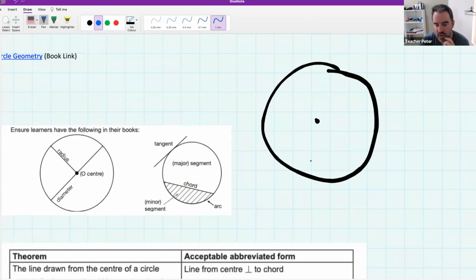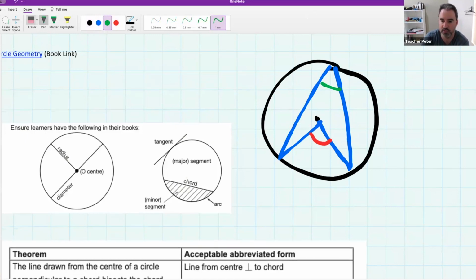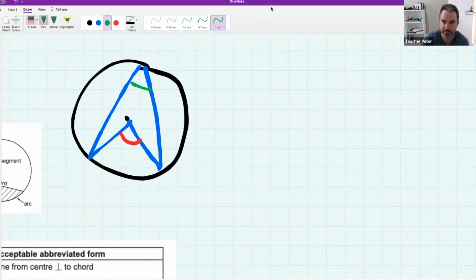And so some of the theorems that we dealt with, probably the most popular one, was that the angle at the center is twice the angle at the circumference. So the red one will be twice the size of the green one. So that was an important theorem.